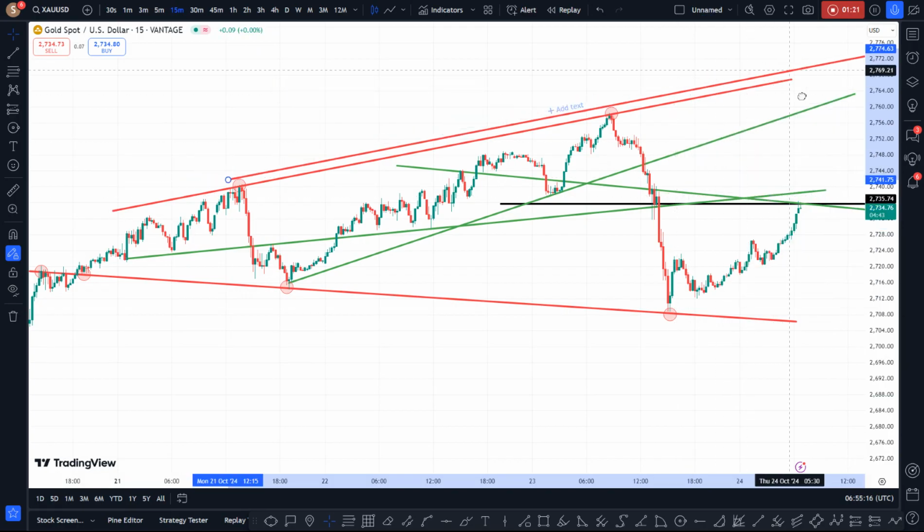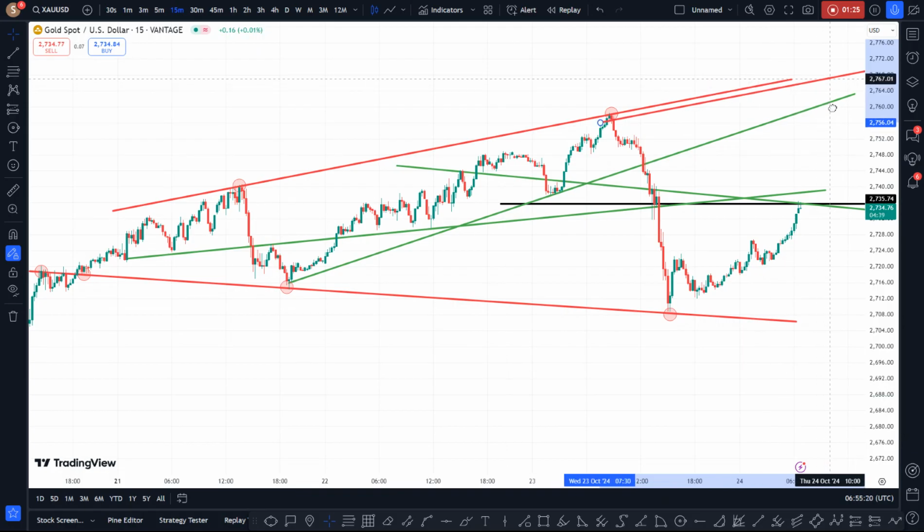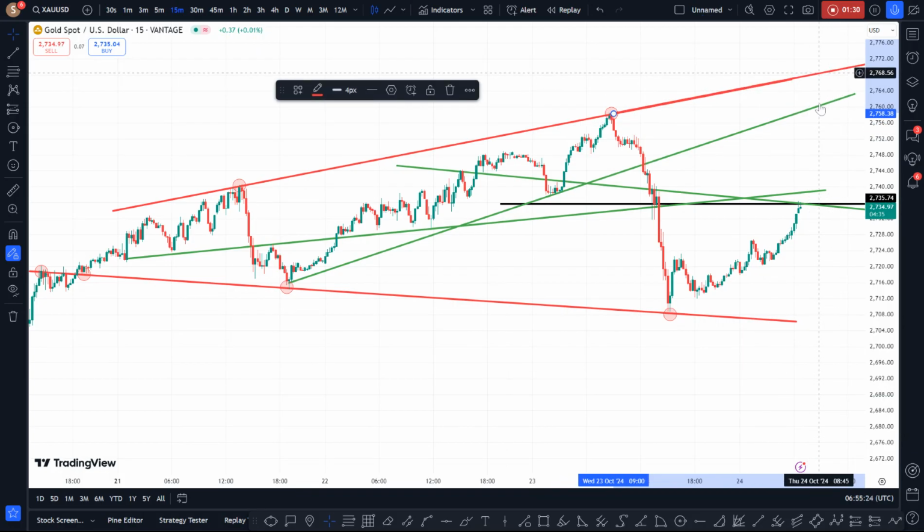The price is playing an expanding triangle. This is an expanding triangle. The triangle is expanding, so if it does that, then expect a break of the previous high. So here was the high yesterday. If price comes back here again, it will be in the zone of 2,770 something.